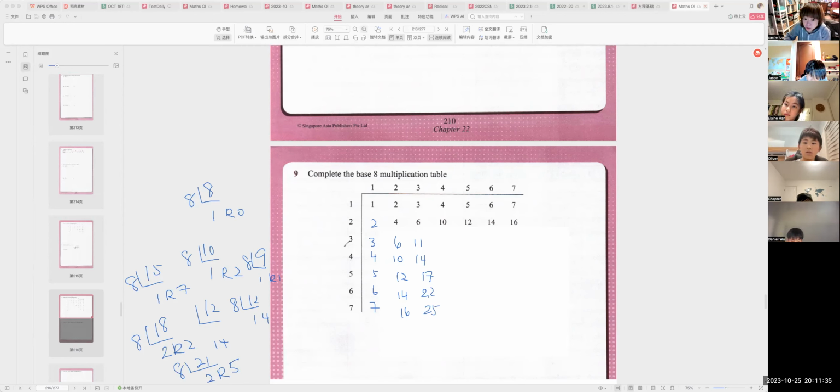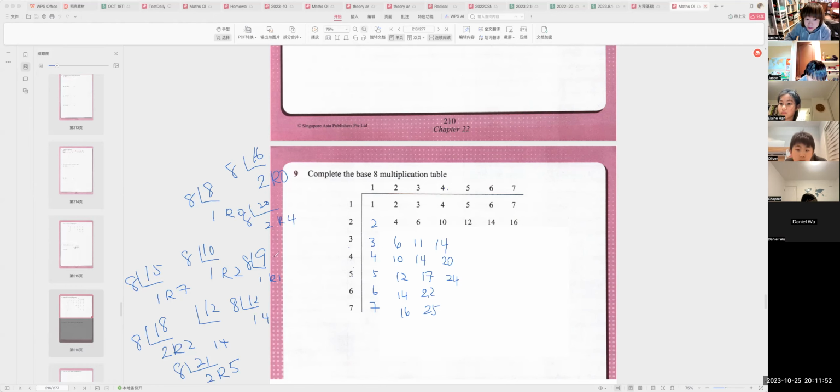Okay, so let's see. 4 times 3 equals 12. So it's still 14. And 4 times 4 is 16 divided by 8 equals what? Equals 2 and remainder 0. So it is 20. And 4 times 5 equals 20 over 8 equals 2 and remainder 4, so it is 24.